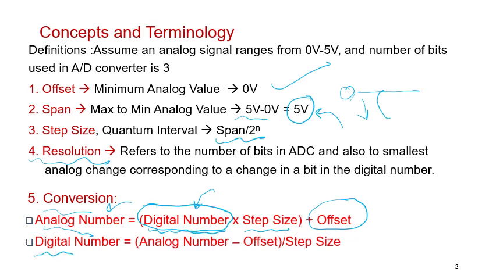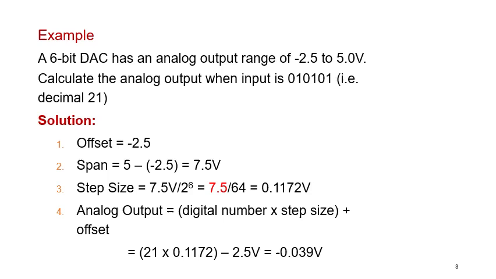Now, how about if I want to convert from analog to digital? If I want the digital and I have the analog, we write it such that the digital equals the analog minus the offset, divided by the step size. Okay, let us consider this example, which we hope will make the process of conversion clearer.